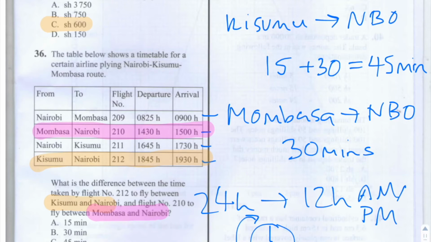We've managed to do the first part and work out the journey times, 45 minutes for one and 30 minutes for the other. The difference between 45 and 30 minutes, 45 minus 30, is 15 minutes. So the answer is 15 minutes, and the answer is A, 15 minutes.